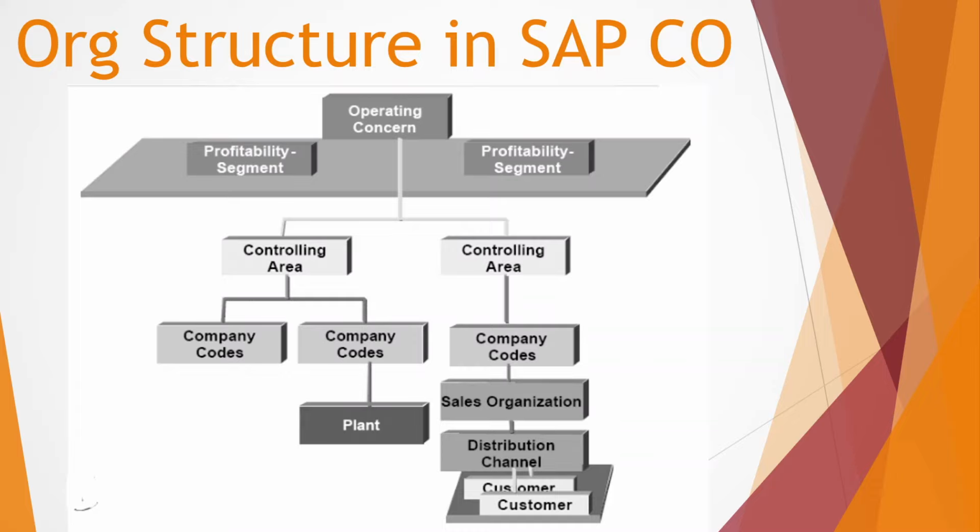And out of these two, controlling area is a must. Operating concern is an optional facility available by the SAP system. If you are using COPA, then you need it. If you are not using COPA, you don't need it. Let's move further.